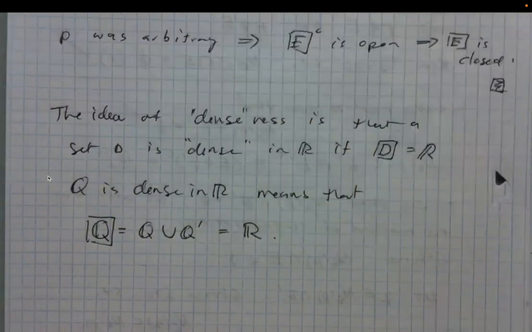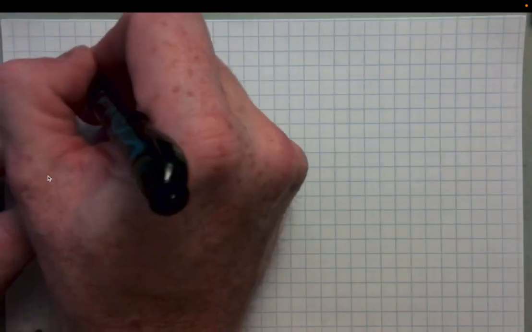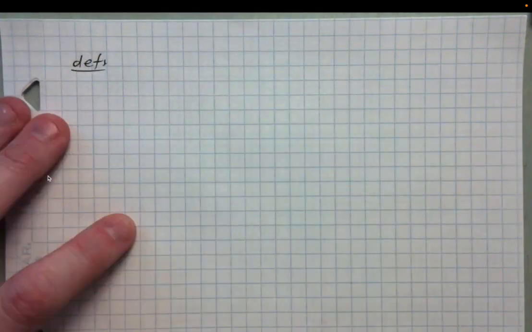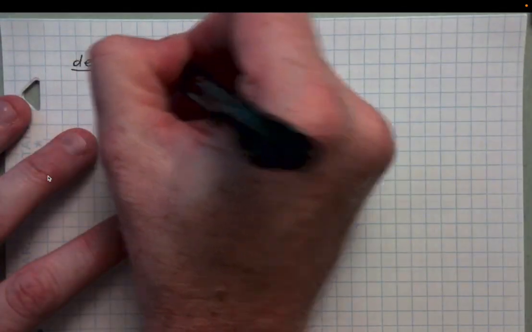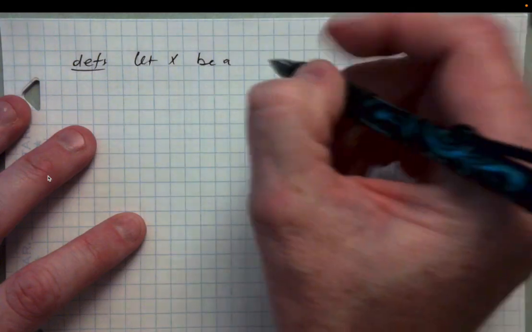But before we go, I do have one more concept that I want to break out here, and it's a little tricky, but it might come up later in the class. I just want to make sure that we cover it a little bit. And this is the idea of relative openness or closedness. So we'll write this as a definition. We're going to let X be a subset of R.